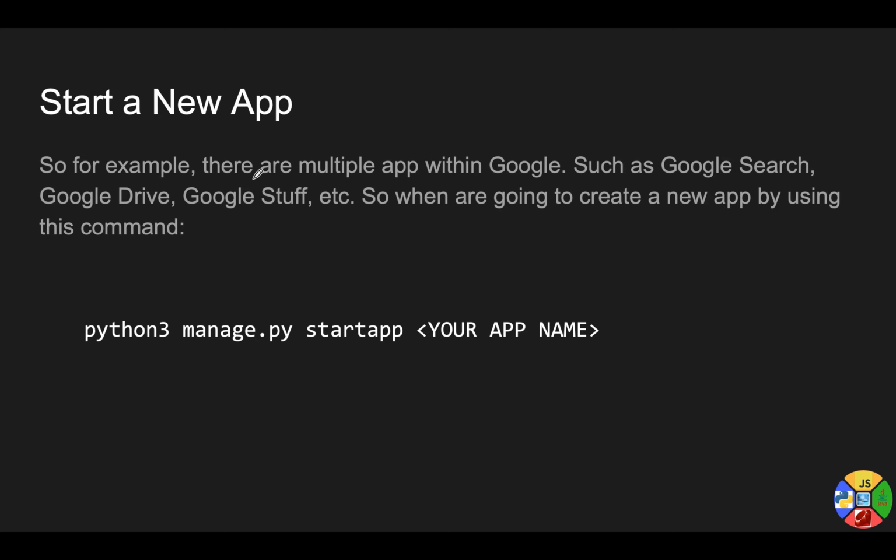Start a new app. For example, there are multiple apps within Google. This is Google Search, Google Drive, and you cannot list more because there's Google Docs and other Google stuff, etc. We are going to create a new app using this command. You might think of a project as having multiple apps within it. That's how Django became popular. You can start a new app so you can separate each individual feature, and you will see how powerful it is once we get started with our Django project.